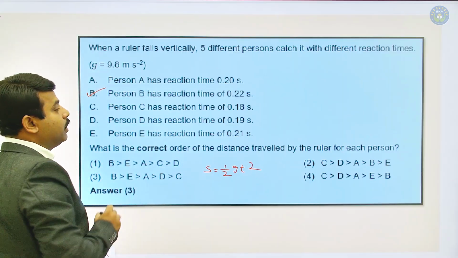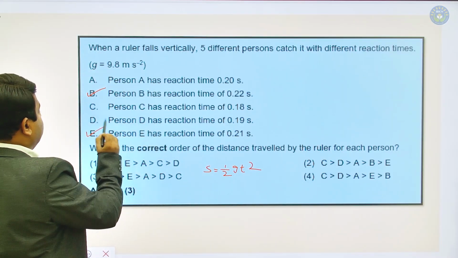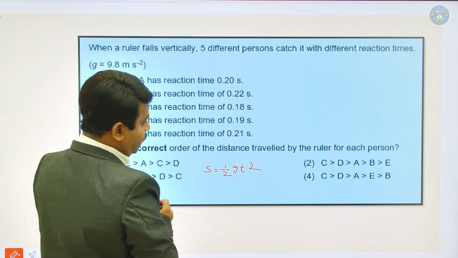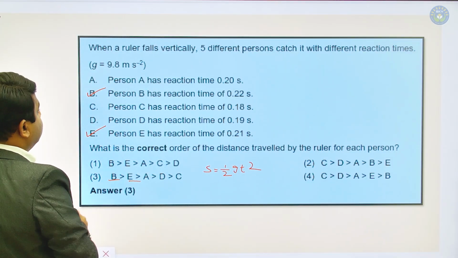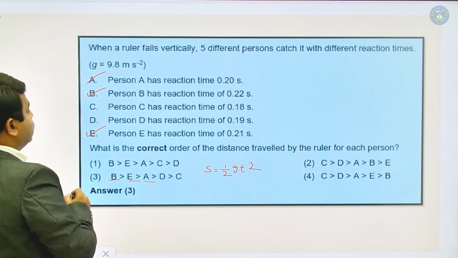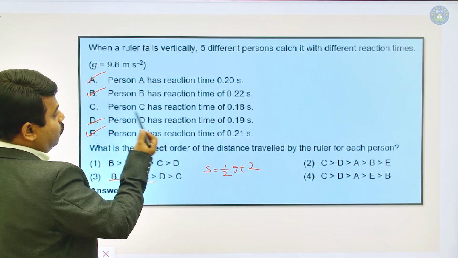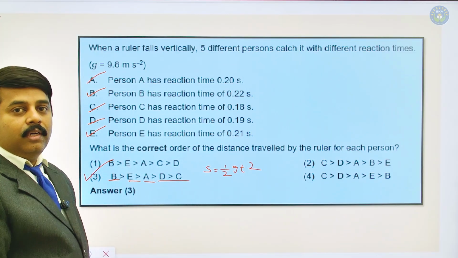B. Then B travels more distance. Then next is E. After B, then E, right? Then here B, E. Then next one, more time is A. Then A only, next time D, then only C, right? So option 3 is correct, right?